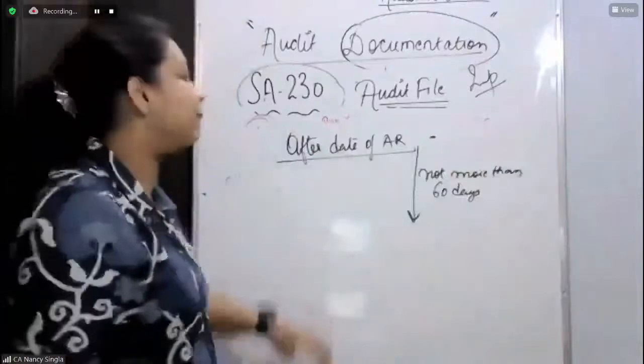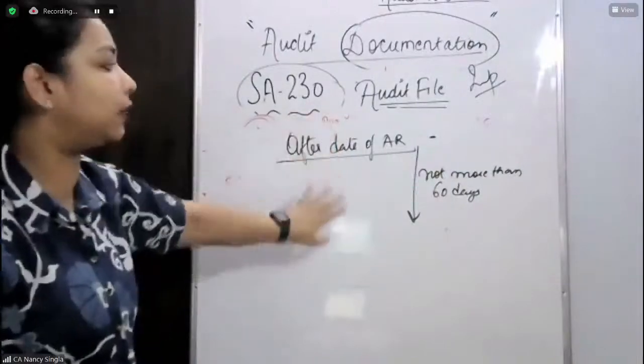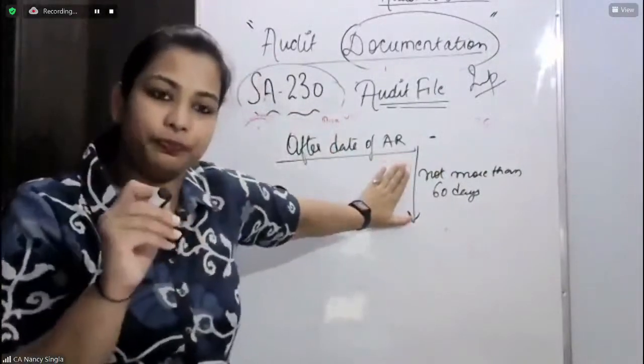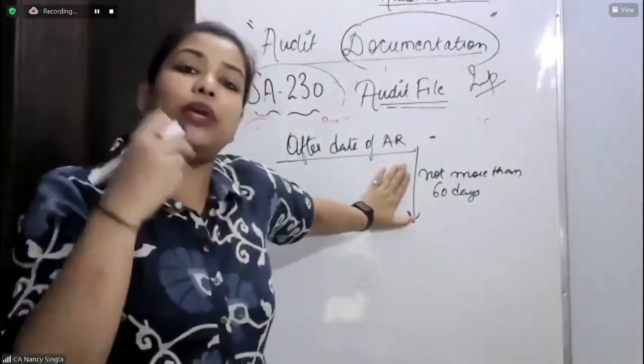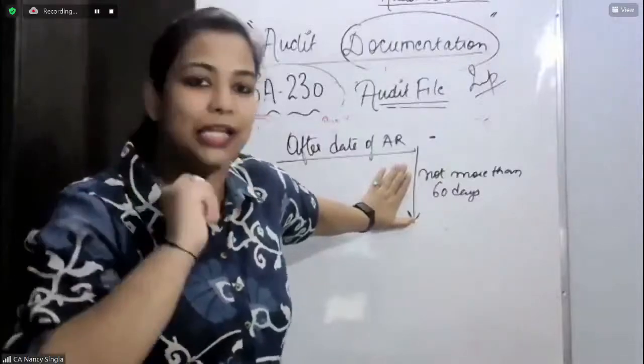So it says that once you sign the audit report, now after the date of audit report, 60 days maximum time period is given to you. For what? You can compile your audit file. Clear? You can compile your audit file.